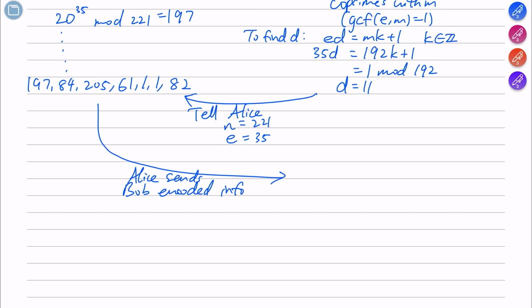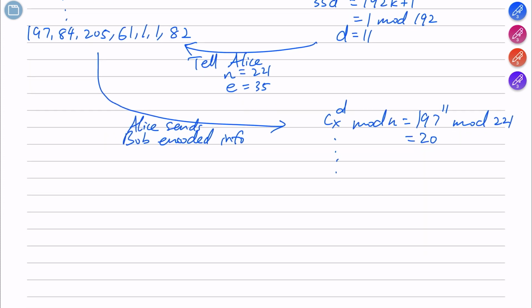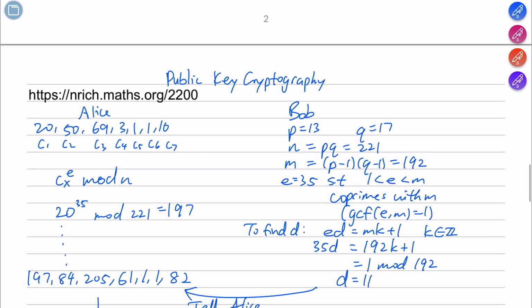So what Bob is going to do is, for every element, get a power to D and mod N as well. So this will be, for the first number, 197 to the power of 11 mod 221. Plugging it into a calculator, we find it equal to 20. If Bob does it for everything, then he would eventually find the original message that Alice wanted to send: 20, 50, 69, 3, 1, 1, 10. And this is how you do public key cryptography.